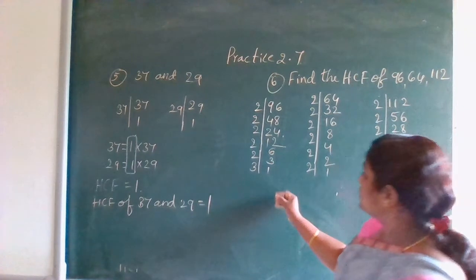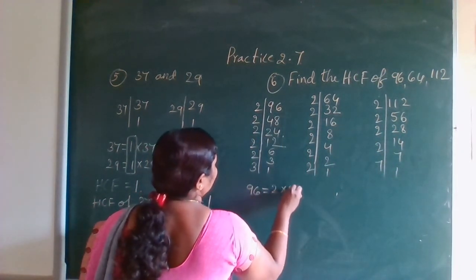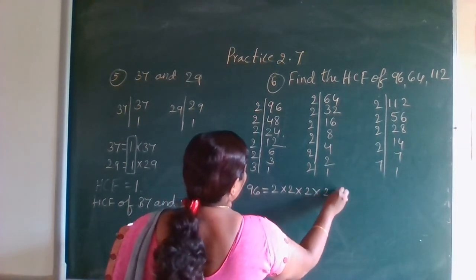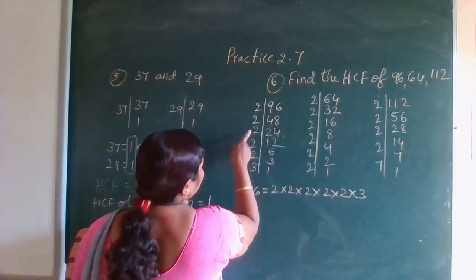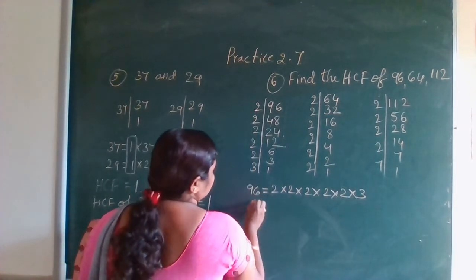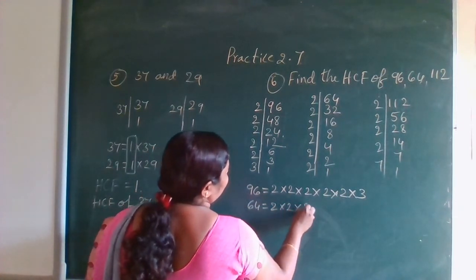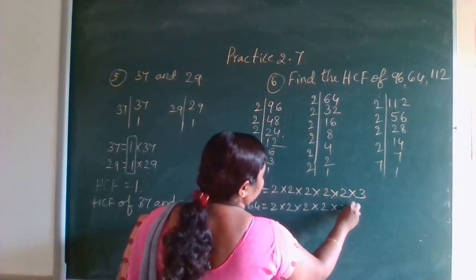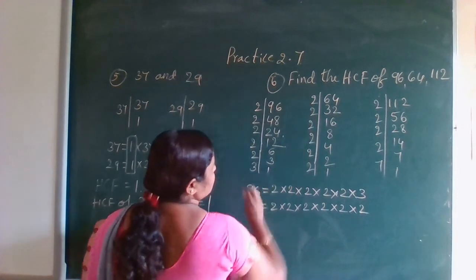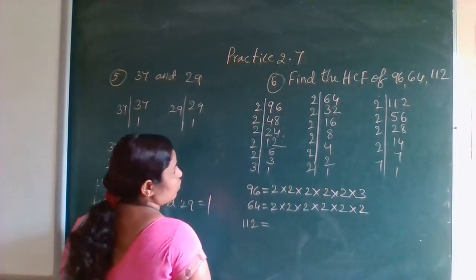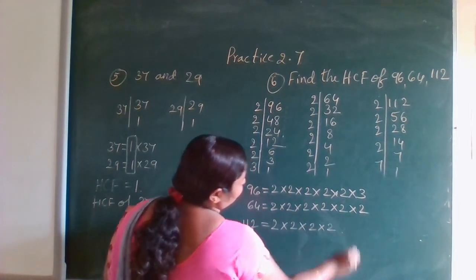So write the factors down. List down. 96 is equal to 2 into 2 into 2 into 2 into 2 into 3. That is five 2s. Next, factors of 64. 2 into 2 into 2 into 2 into 2 into 2. Six 2s. Next, factors of 112. 2 into 2 into 2 into 2.